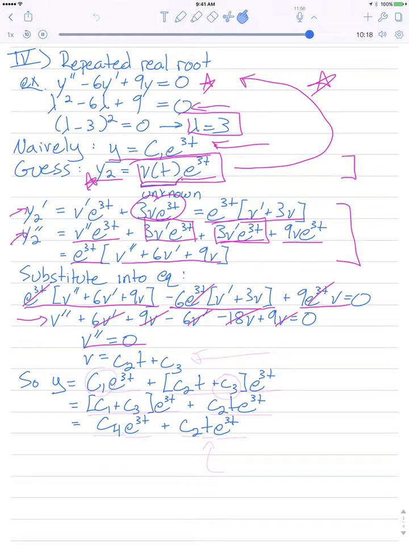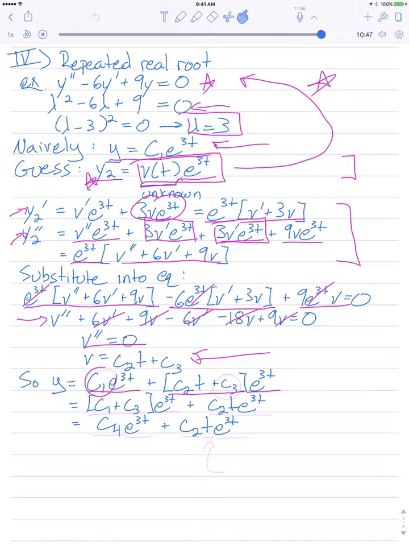If a function has a second derivative that's the 0 function, that original function has to be a line, right? So that's what we have here. v equals c2t plus c3. So now our final solution is the original one, c1 e to the 3t, the one we got from solving the characteristic equation, plus the one we got from our guess. So that's (c2t plus c3) e to the 3t.